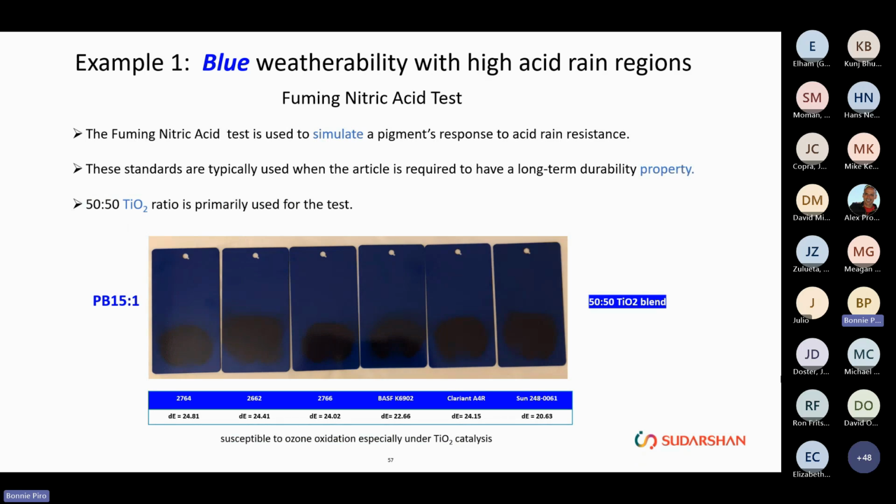Some examples of blue and how to work with blue to get the absolute properties that you're looking for. I talked about high acid rain regions and how to formulate your colors for those areas. And this is one area here. We use a test called the fuming nitric acid test, which simulates that pigment's response to acid rain. And the phthalo blues, whether it's a 15:1, 2, 3, or 4, or 6, will all perform very poorly in this particular test. So you have to be careful in those types of areas.